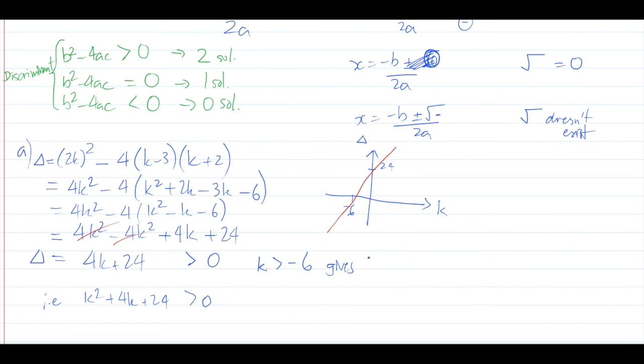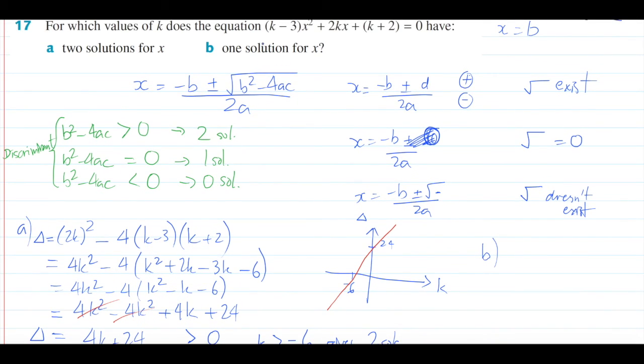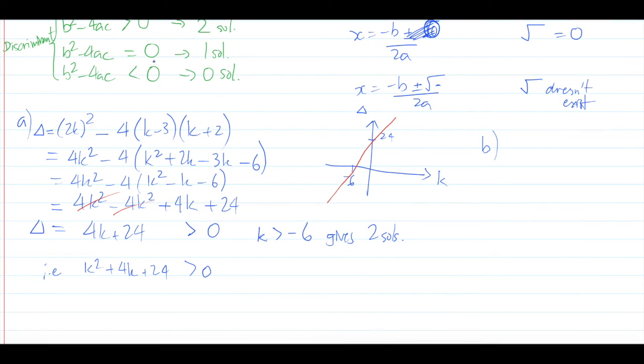gives two solutions. And then part B is very easy, guys. Since we've already drawn the graph, we just want one solution. Well, one solution means your b squared minus 4ac, your discriminant, is equal to 0. And in this case, where's your discriminant? See over here, the discriminant axis is equal to 0. Well, that's that point, the x-intercept, right? So if k is equal to negative 6, then that gives you one solution. So that's how you do it, guys. So that's a linear line. It's pretty easy, nothing too difficult.